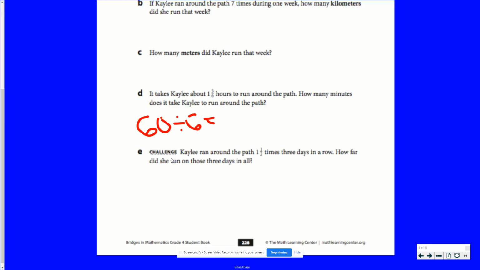And of course, then that can take you to the challenge problem, where if she ran around the path 1.5 times, 3 days in a row, how far did she run? Obviously, there's a couple of more steps in there for you.